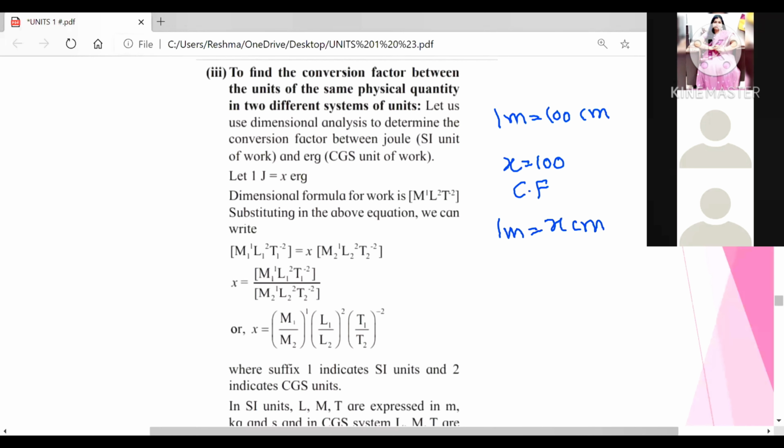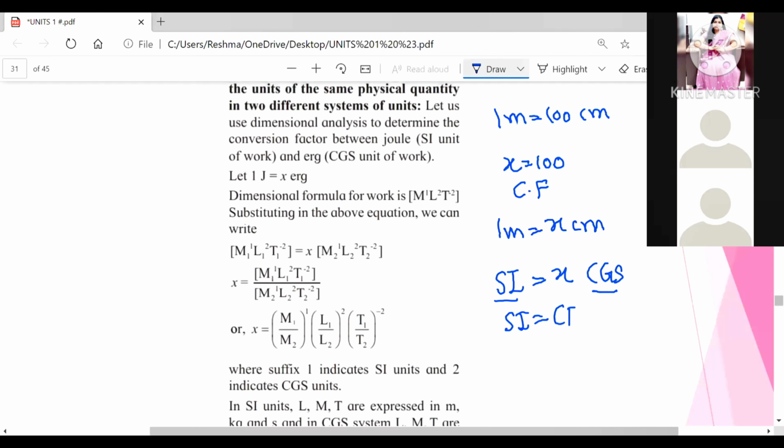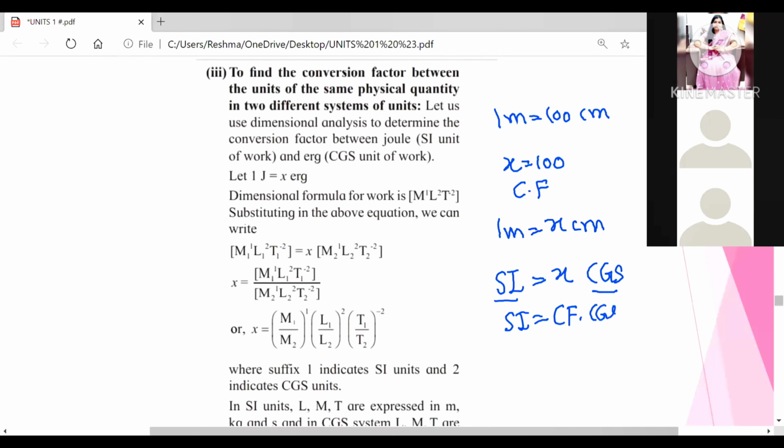This meter is in SI units, and centimeter is in CGS units. Means one system of unit is converted into another system of unit of the same physical quantity by multiplying by some factor. That factor we call a conversion factor. This is a simple definition of the conversion factor. This SI system is converted into the CGS system by multiplying by the conversion factor x.